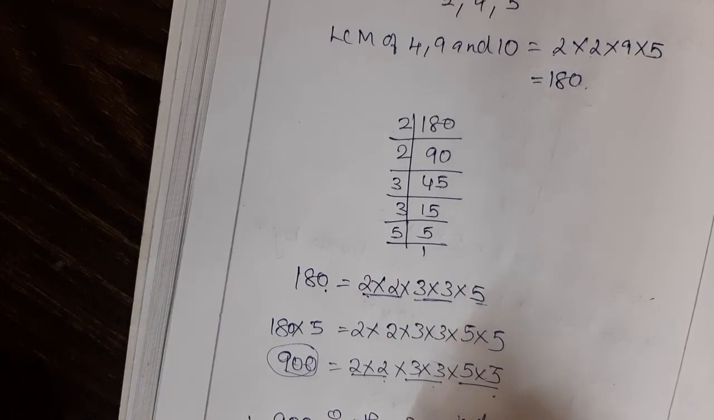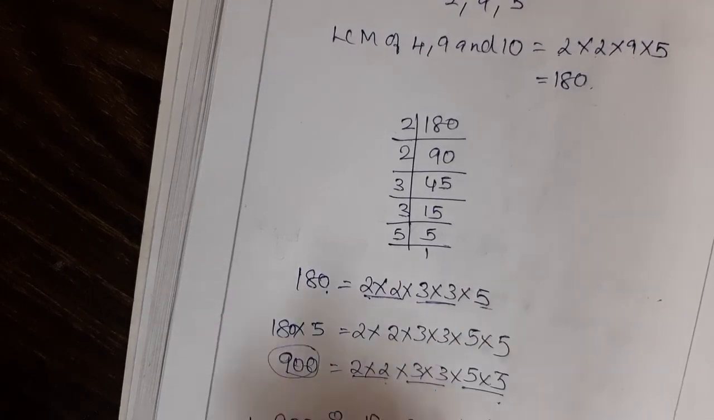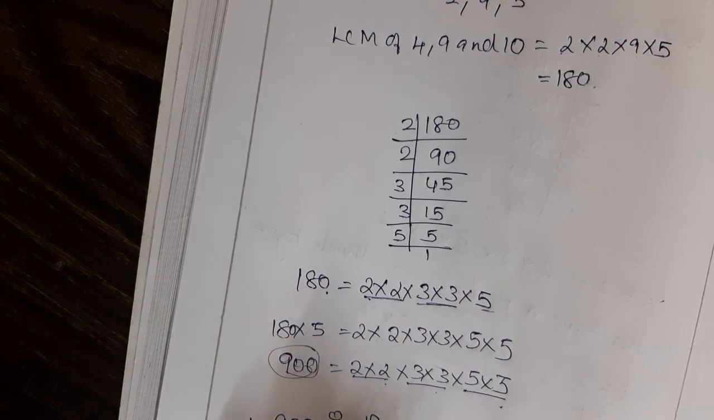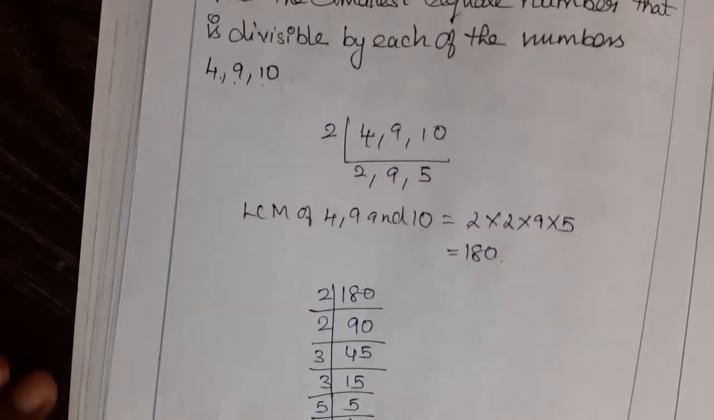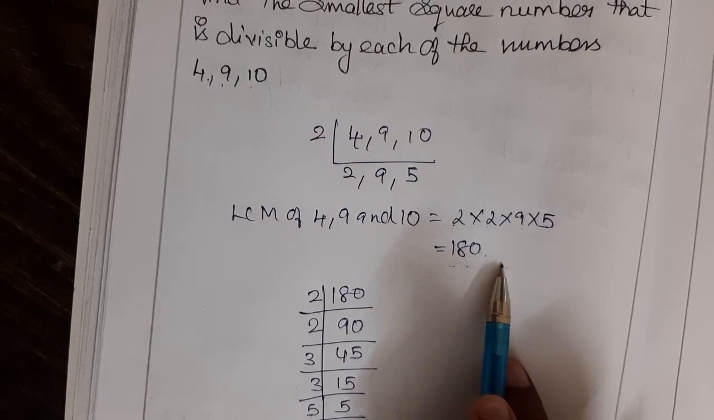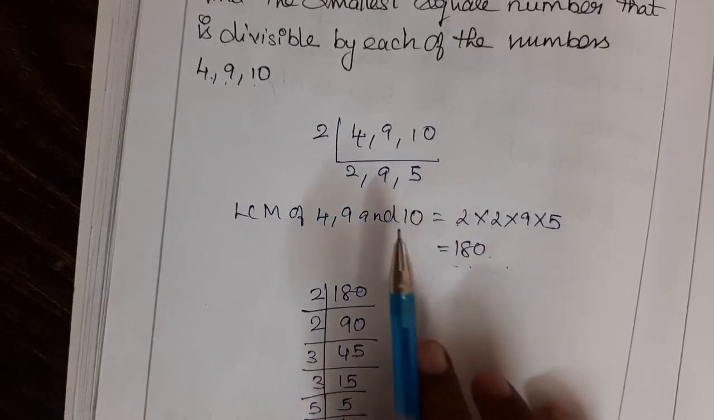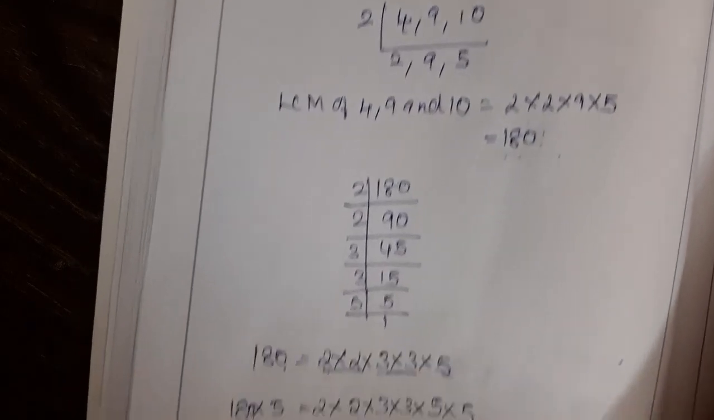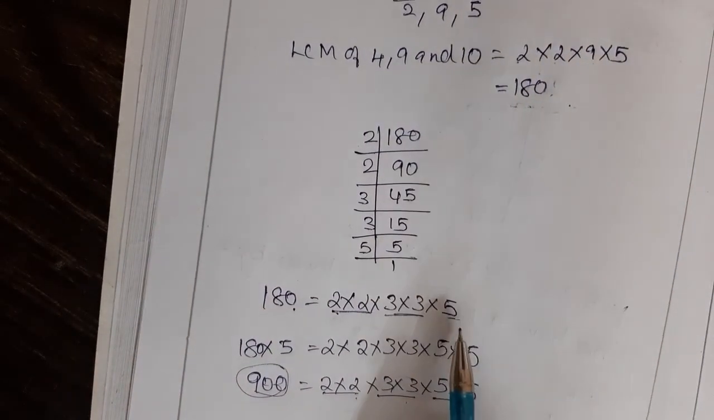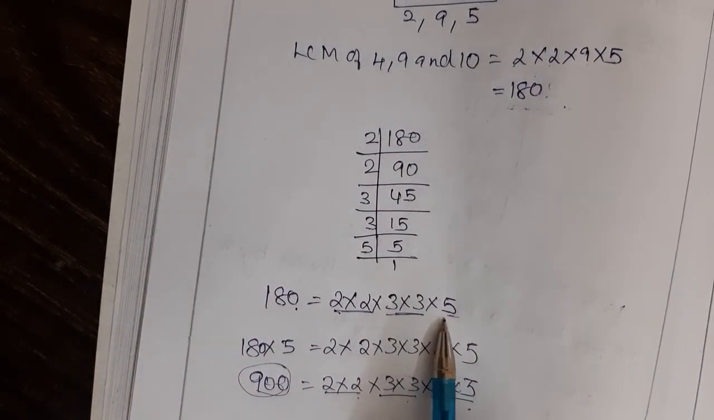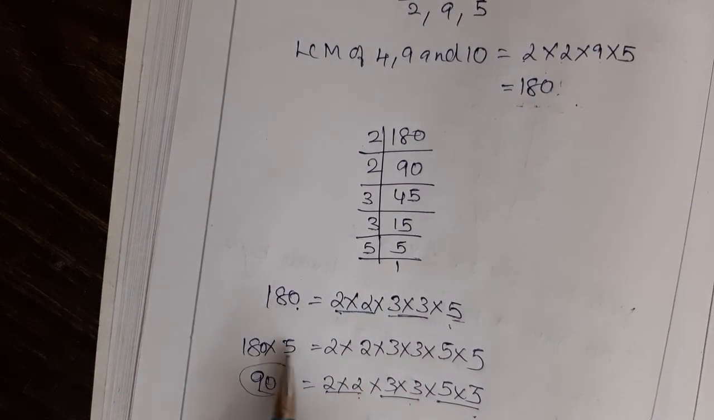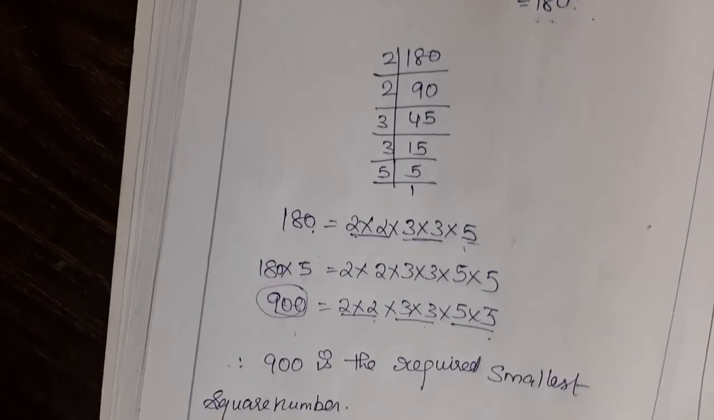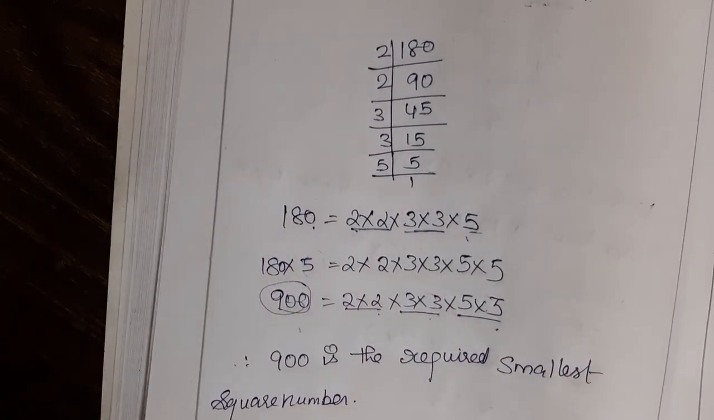900 is the required smallest square number, right? So first we find the LCM. If the LCM itself is a square number, it's not a problem, that's the number. But in most cases it will not be a square number. If it is not a square number, use the prime factorization method and find which pair is lacking, and multiply with that. So you will obtain the number, and that number will be the smallest square number. Thank you, children.